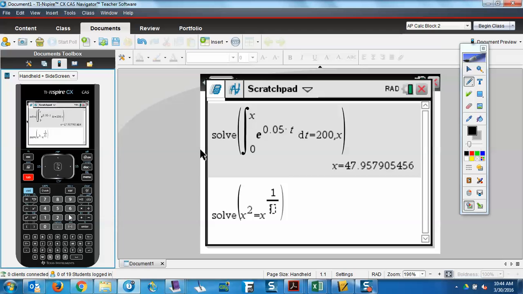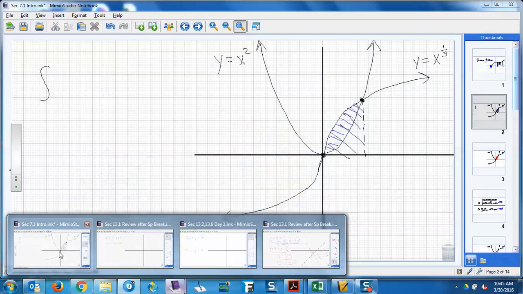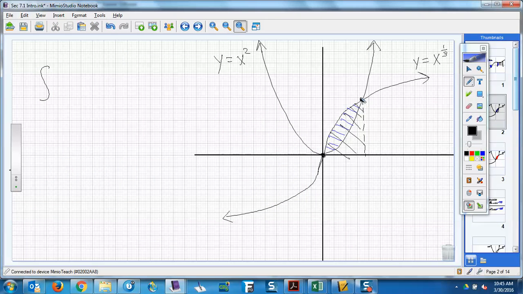1/3 power, at 0 or 1? Okay, well that turned out pretty easy. Probably could have figured that out on my own. But that is at the point (1, 1). Makes sense. 1 squared is 1, cube root of 1 is 1, and then back here at 0.